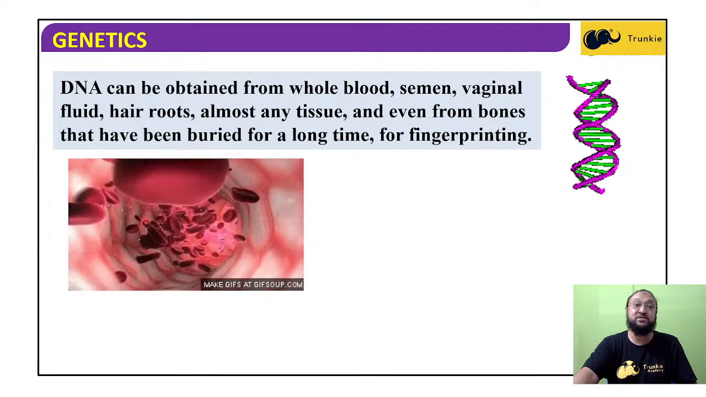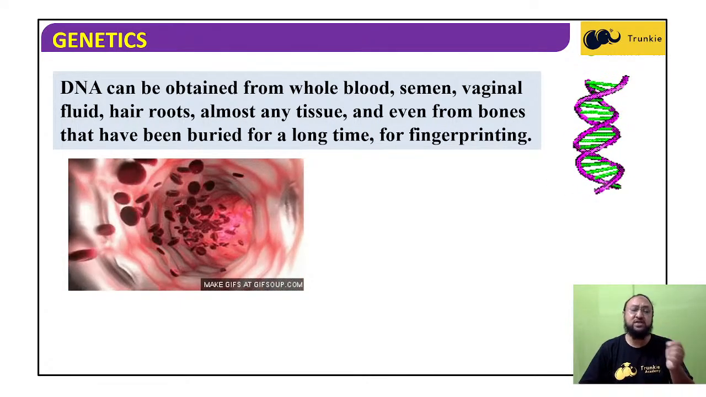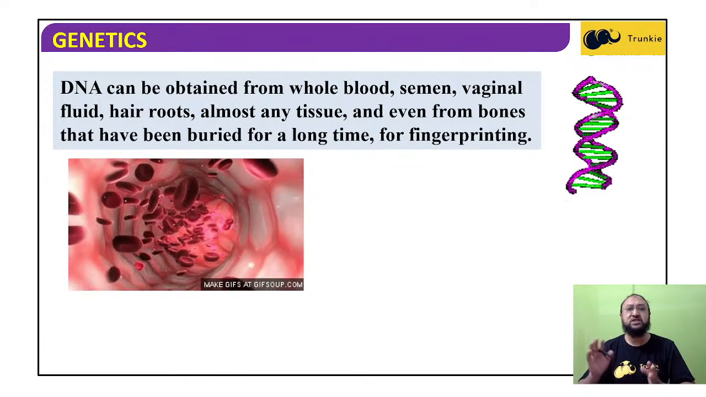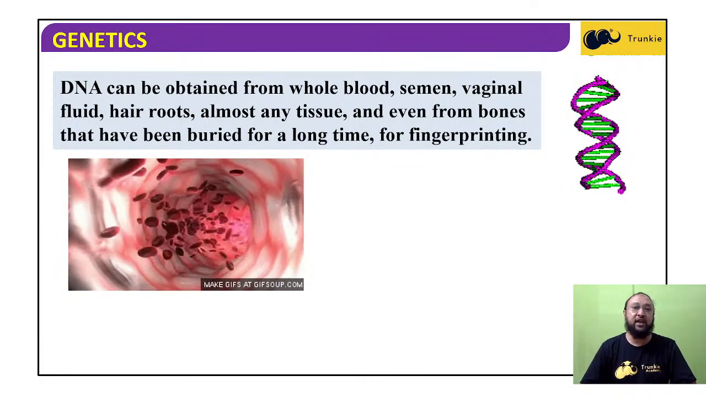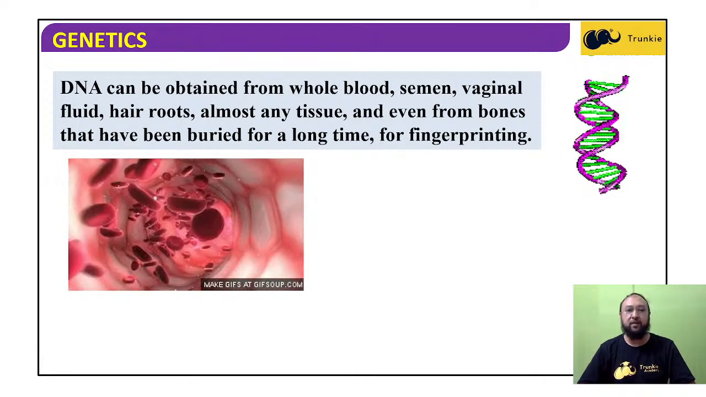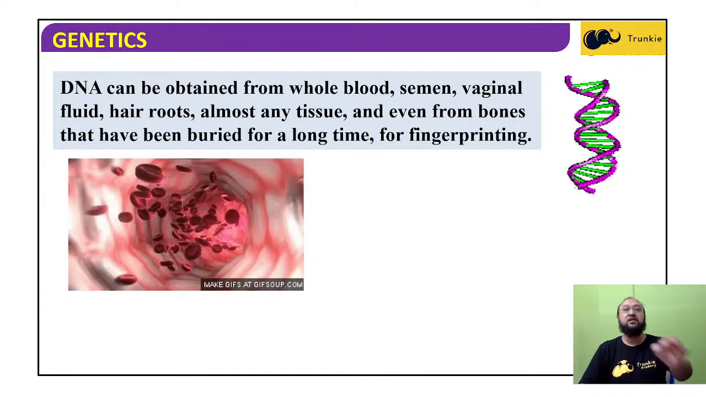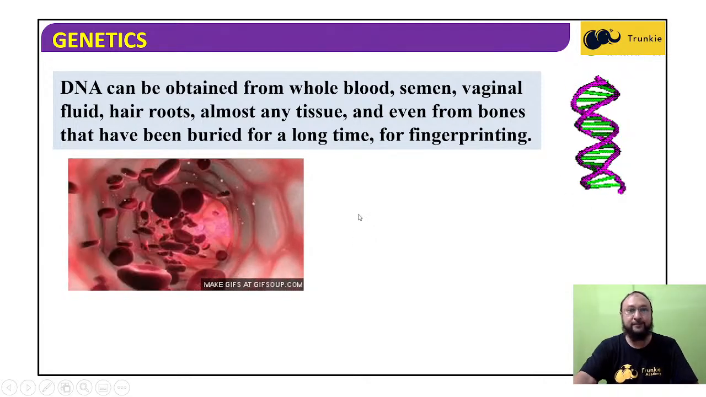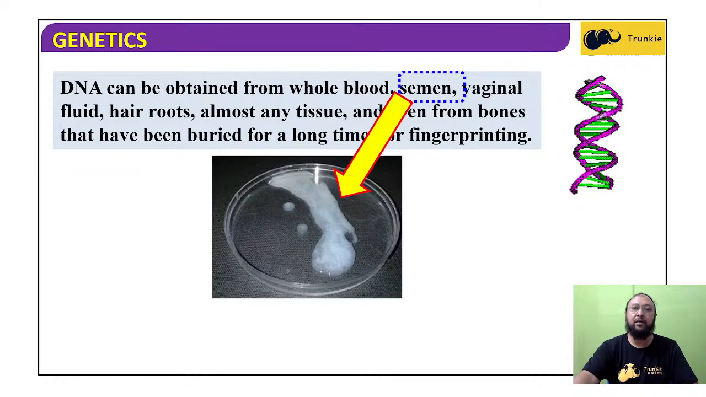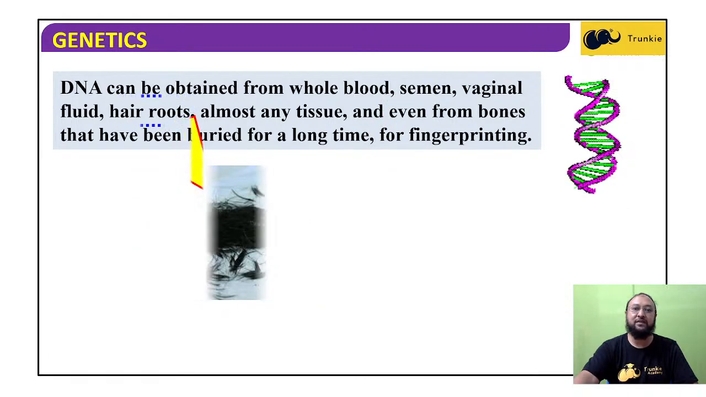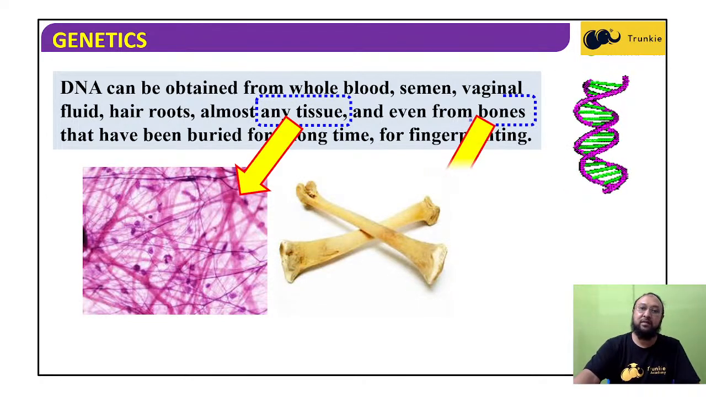In different situations, DNA can be obtained from whole blood, or from semen, vaginal fluid, root hair follicles, almost any tissue, like skin, muscles, or even from bones that have been buried for a long time. Even if it is buried under the earth and decomposing, DNA can be obtained from there also. So this is whole blood, this is semen, this is hair, and this is any tissue from the skin or muscles and the bones, etc.